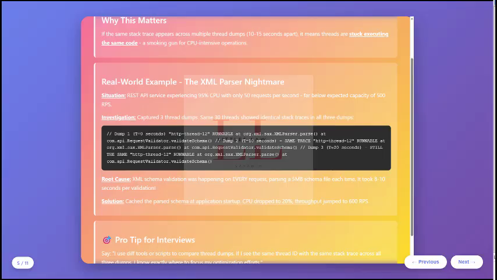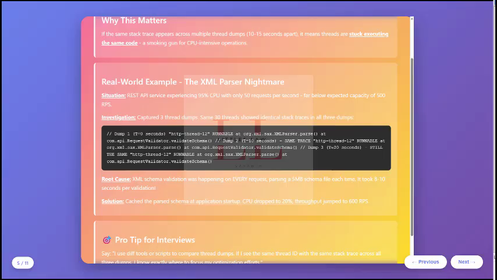At t equals 0 seconds, thread 12 was in XML parse.parse. At t equals 10 seconds, still in XML parse.parse, and at t equals 20 seconds, still in the same method. So this told me immediately that XML parsing was taking at least 20 seconds or more per request. When I investigated the code, and discussed it with the development team, I discovered that XML schema validation was happening on every single request, and it was not caching the schema.